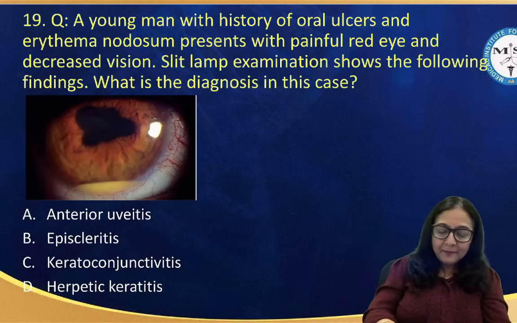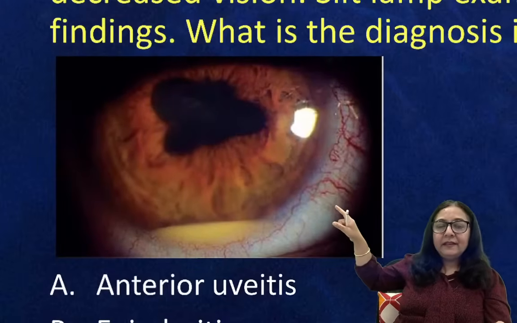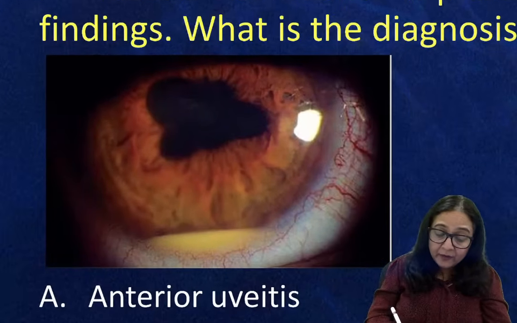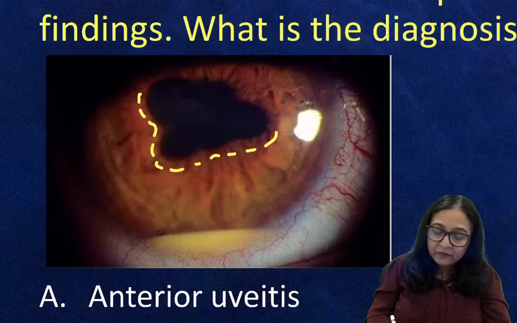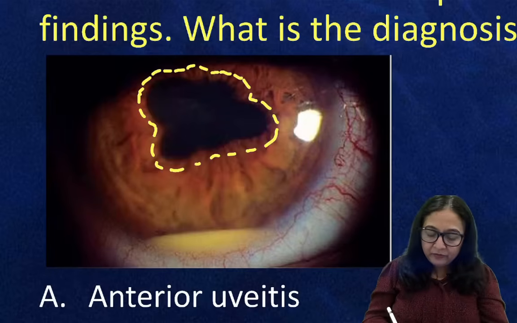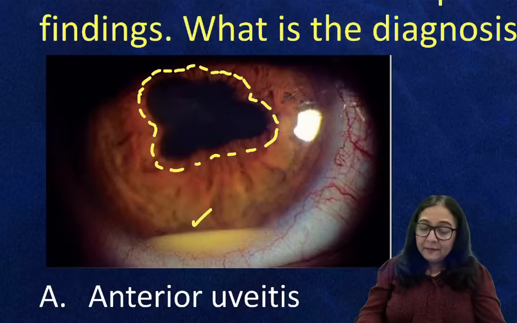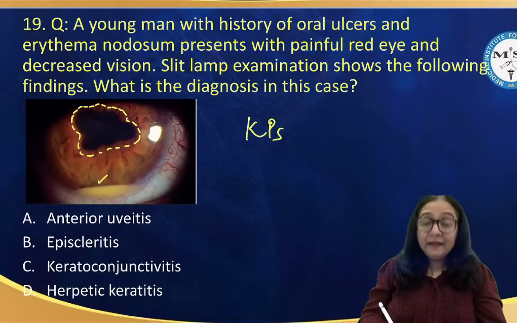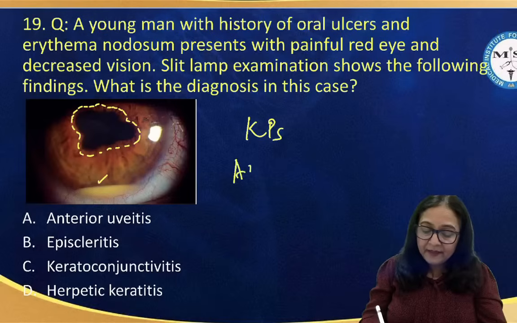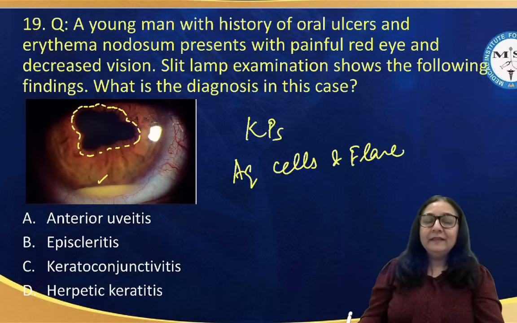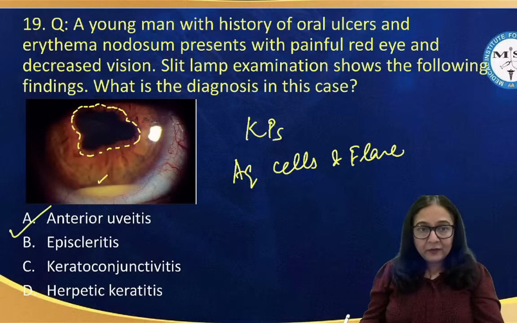So here the slit lamp is showing you all the features of anterior uveitis. You see congestion, and whenever you see an irregular pupil because of posterior synechiae, that is a giveaway for anterior uveitis. You are also seeing a hypopyon. In some cases you can see keratic precipitates, KPs. In the anterior chamber you will see aqueous cells and flare. All these are signs of inflammation in the anterior chamber. So anterior uveitis is the diagnosis.